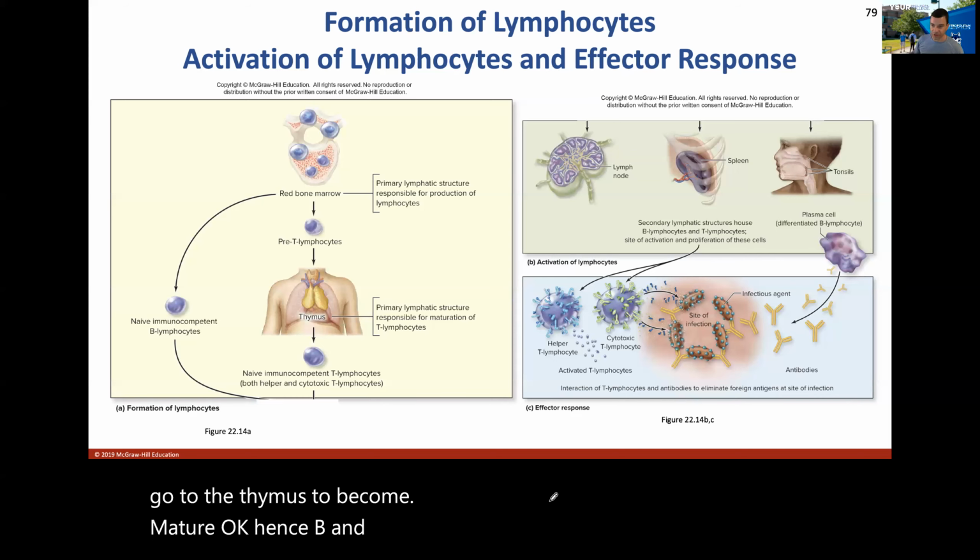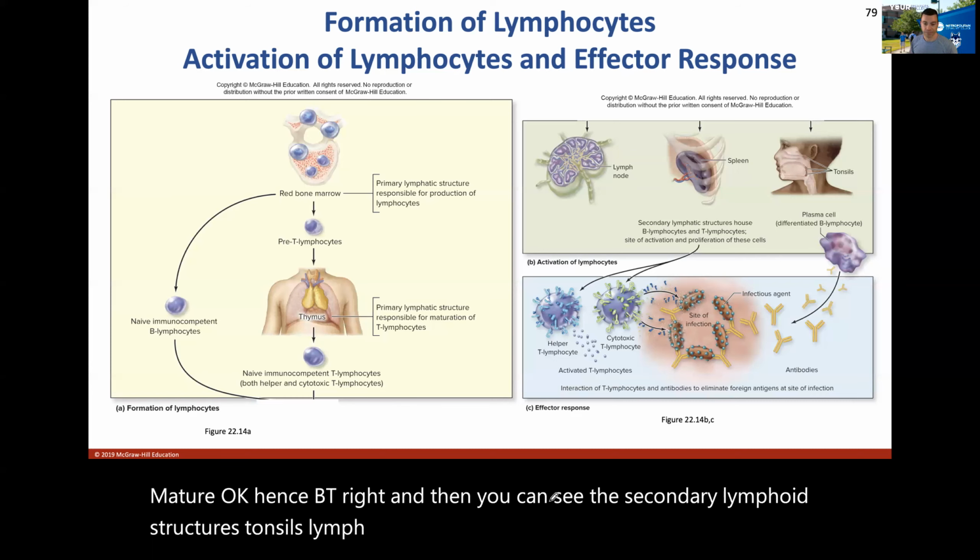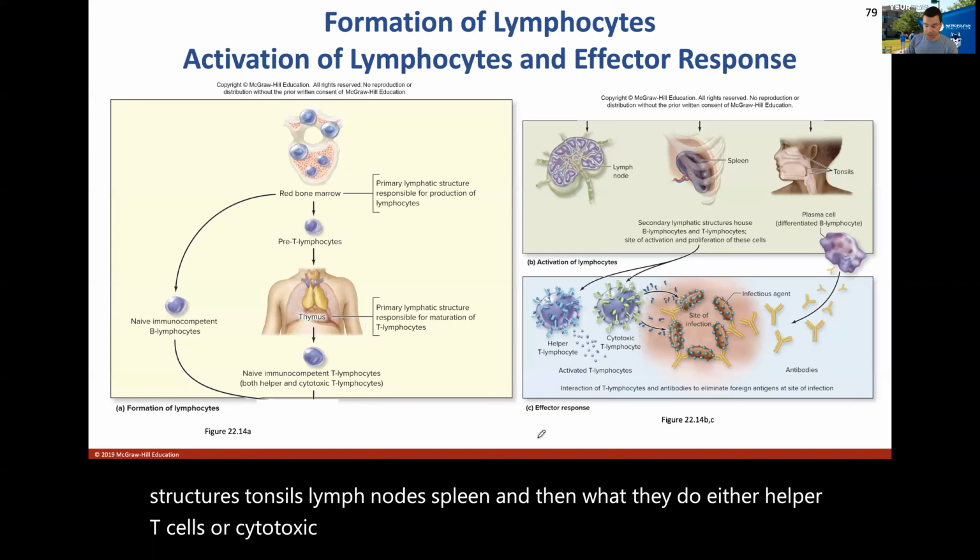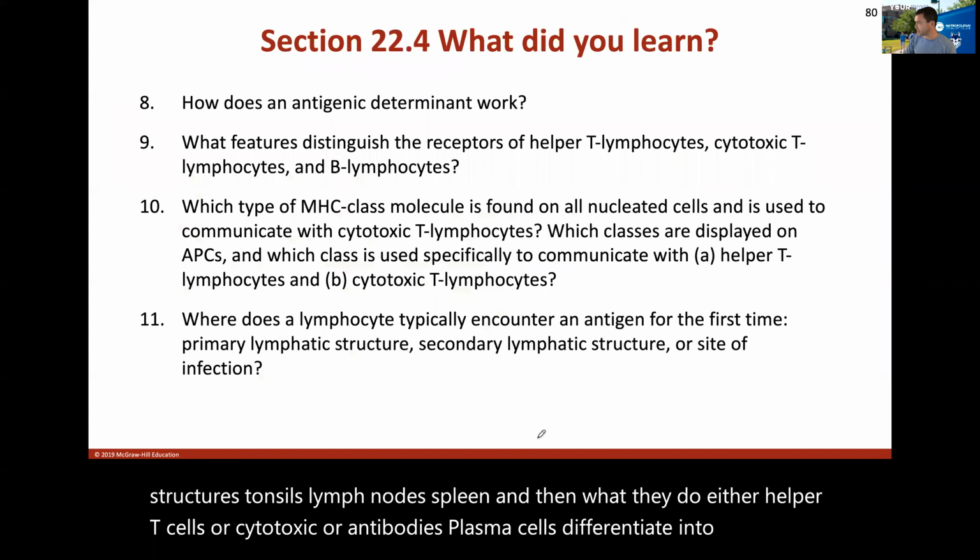And then you can see the secondary lymphoid structures, tonsils, lymph nodes, spleen, and then what they do, okay? Either helper T cells or cytotoxic T cells, or plasma cells differentiating into antibodies. All the fun stuff that they do.